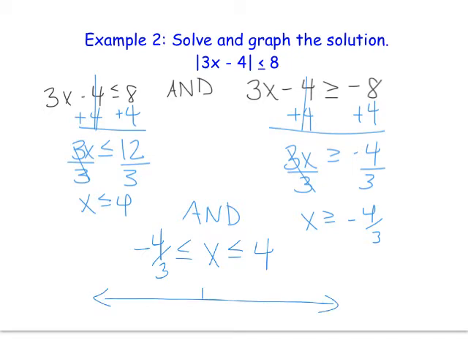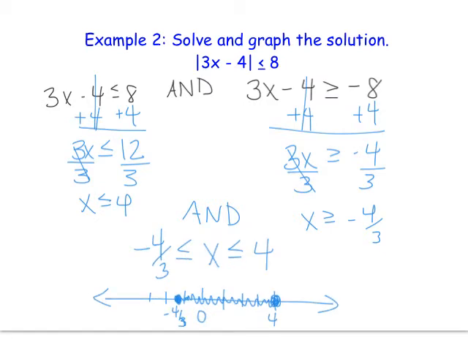The graph of this solution is going to be on a number line. We could say that 0 is here, here is 4. What is -4/3? Well, 3 goes into 4 1 and 1/3 times, so it's -1 and 1/3. So it's about here. And 4 was here. So our solution includes all the numbers in between -4/3 and 4, including -4/3 and 4.